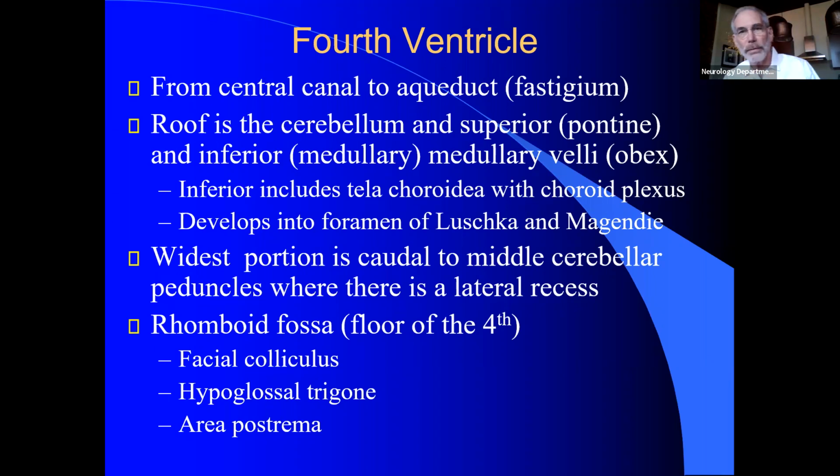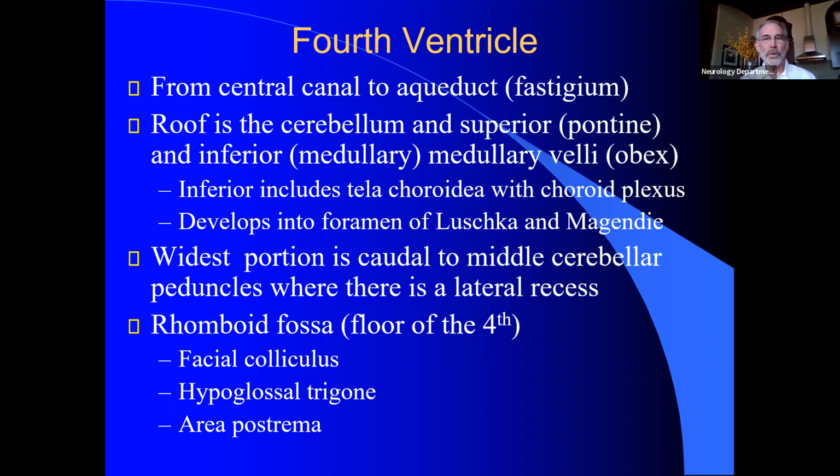The roof of the ventricle is made by the cerebellum and the superior and inferior medullary velum, as we said. The inferior medullary velum is of interest because it gives rise to the choroid plexus, and you remember that from our earlier lecture a couple of weeks ago. Also, the foramina of Magendie and Luschka emerge from the inferior medullary velum.